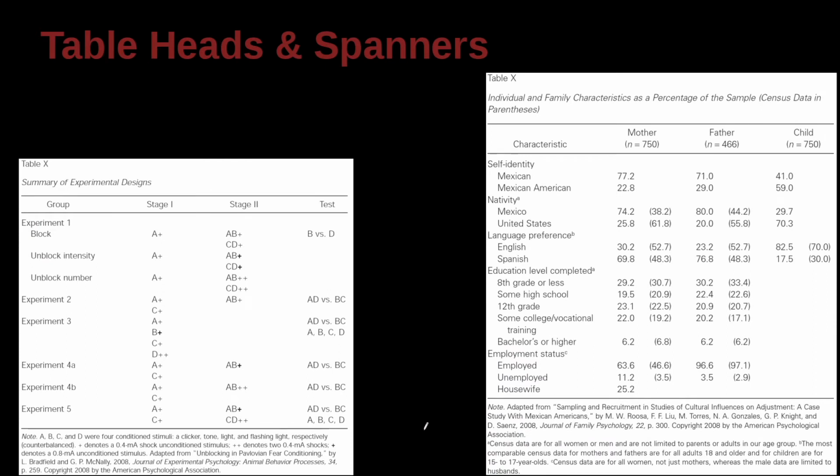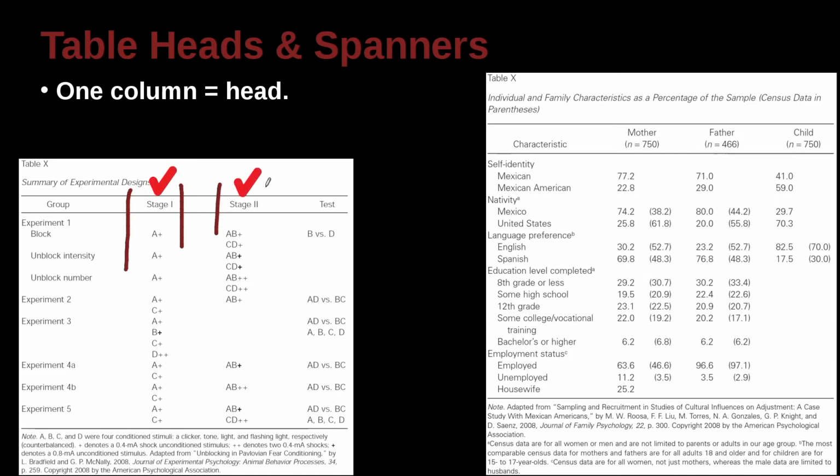Let's look at table headers and spanners. So here we have this idea of one column, one head, very straightforward. So here we have this example here. This is a column, and that's stage 1. This is a column, that's stage 2. That is really straightforward and easy to understand.